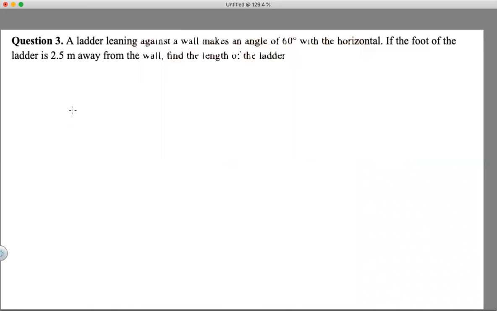A ladder is leaning against a wall, making an angle of 60 degrees with the horizontal. If the foot of the ladder is 2.5 meters away from the wall, find the length of the ladder.